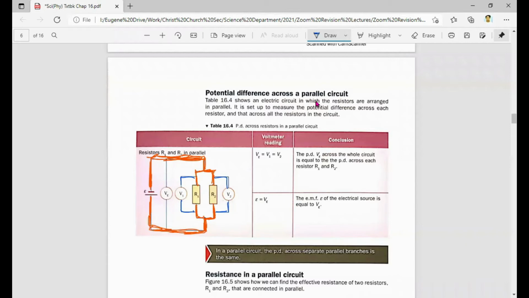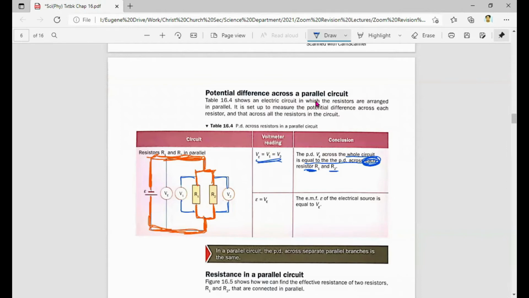So what they realize is this: when they switch the circuit on, the value of V1 is equal to the value of V2. The value of V1 is equal to VE. The value of V2 is also equal to VE. Therefore, the potential difference across R1 is equal to the potential difference across R2, which is equal to the potential difference across the electrical source. So the potential difference VE across the whole circuit is equal to the PD across each resistor, R1 and R2. Okay, that's what we got here.